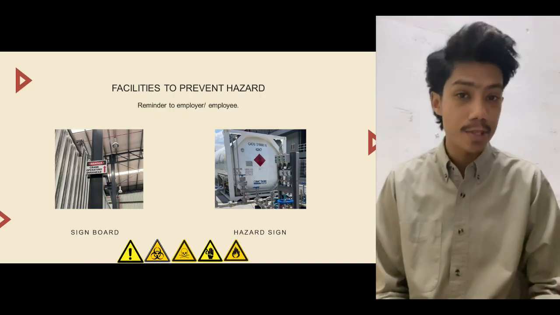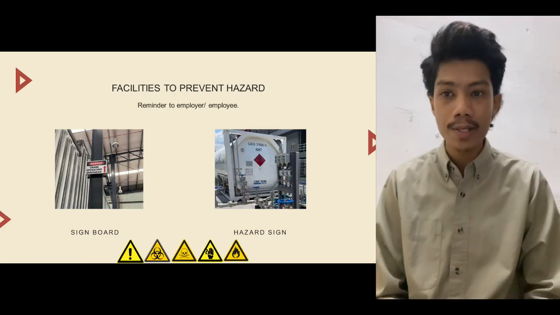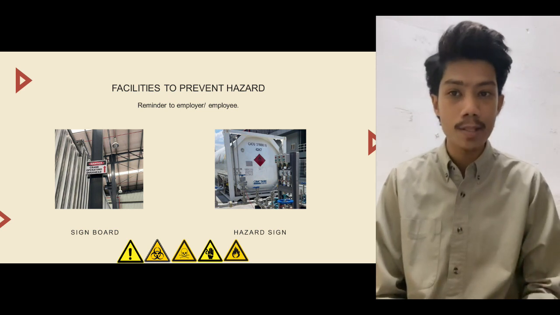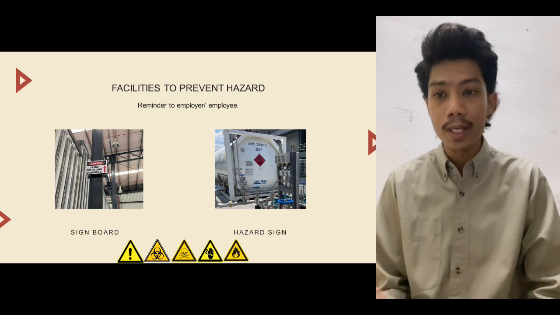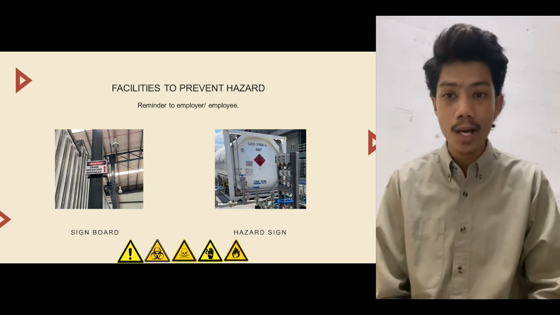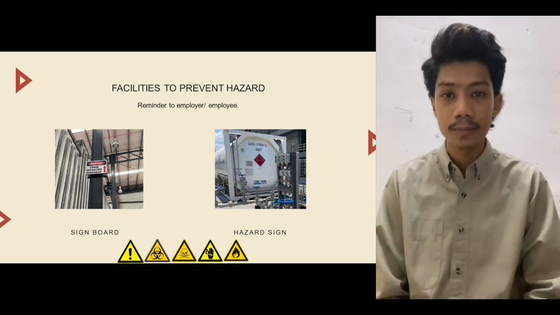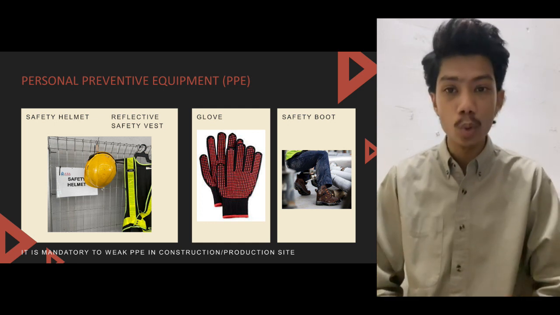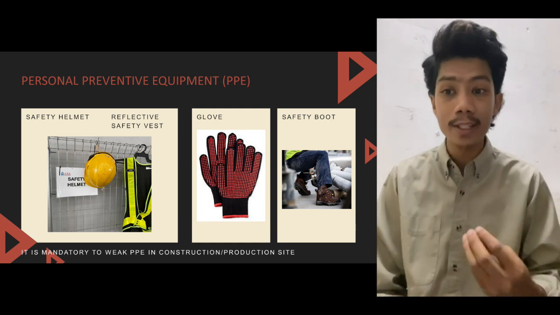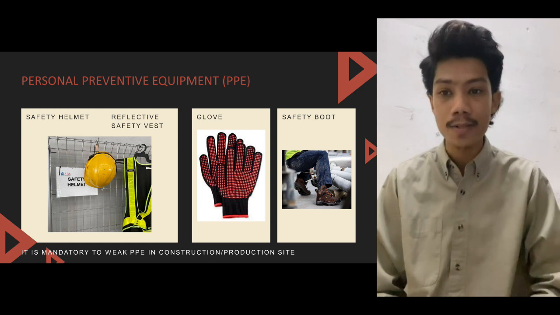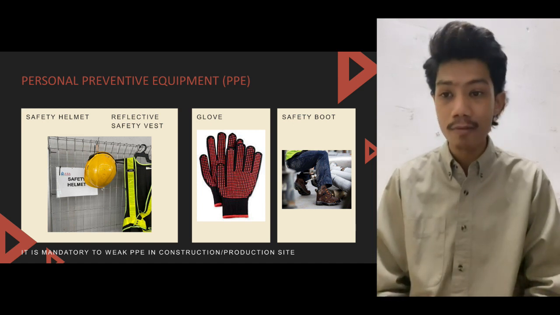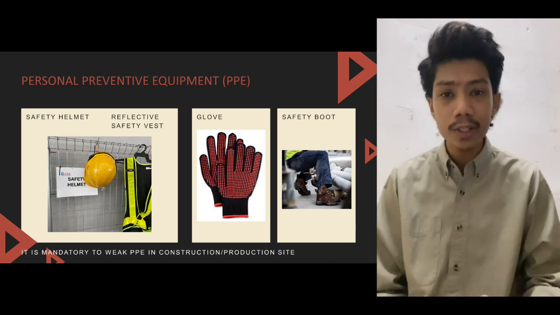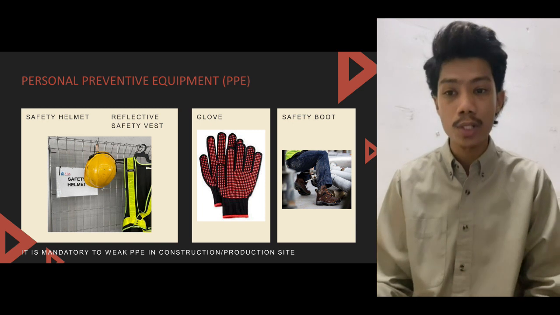There are several facilities to prevent hazards that gas technologies implement in their workplace. It is signboard and hazard sign. The sign helps us to know that the chemical we are using might cause harm to people or the environment. Personal protective equipment (PPE) is one of the important things that needs to be implemented in industries. The PPE used in gas technologies is safety boots, safety helmet, reflective safety vest, and gloves. It is mandatory to wear the PPE in construction and production sites.